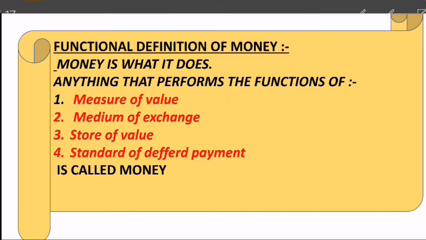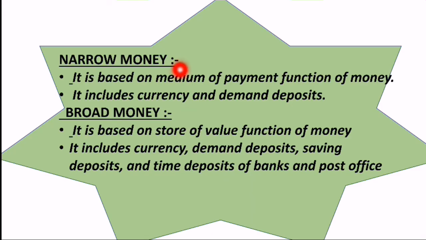All right. Now coming to narrow money and broad money. See, narrow money is based on the medium of payment function of money, right? It includes currency and demand deposits. So anything that is used as a medium of payment, like your currency, will be called money according to the narrow definition. Okay, it will only include the currency that you have and the demand deposits that you have with the bank. But the broad definition will also include your savings, your other deposits, okay, your time deposits, that is fixed deposits with banks and post office, right?